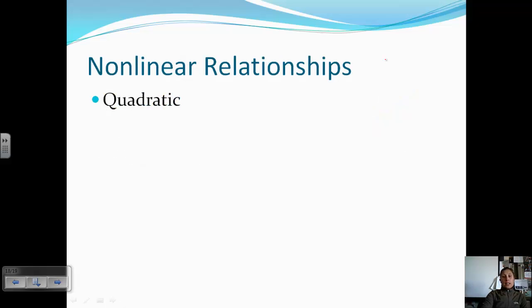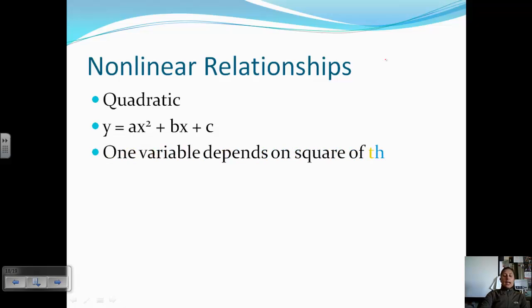We also have 2 different kinds of nonlinear relationships. The first is quadratic. So here the equation is y equals ax squared plus bx plus c. And what this means is that one variable depends on the square of the other. So if we had here's our graph, a quadratic might look like this. Okay, it's not a linear relationship.